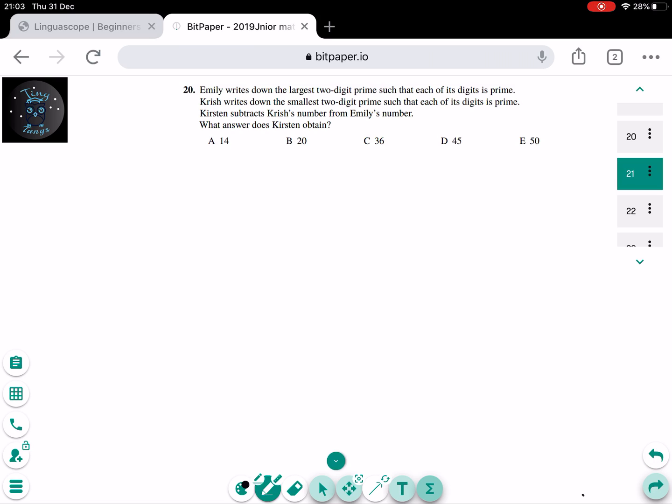In this question, it asks you to write down the largest two-digit prime, so that each of its digits is prime. So the one-digit primes are 2, 3, 5, 7. Yes, there's only these. So the largest would be 73, which is also a prime number, because 77 and 75 won't work. And the smallest prime would be 23. So the difference between them is 50. So the answer is A.